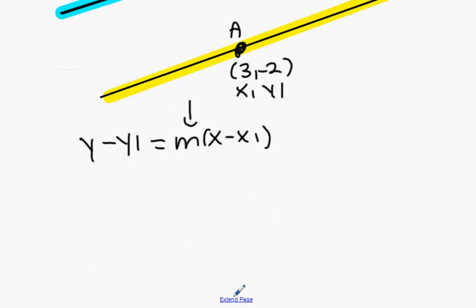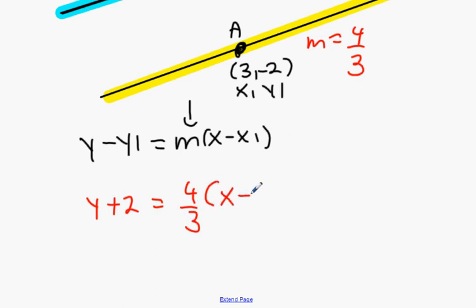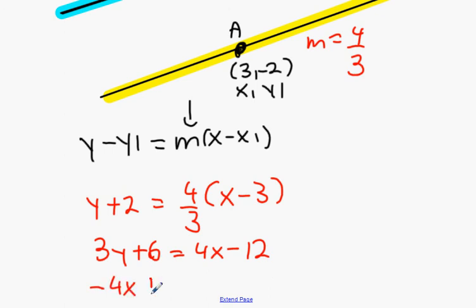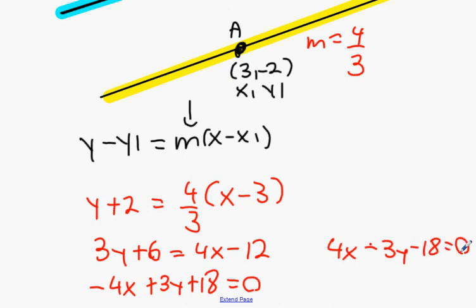So what does that mean about this now? You have the point and you have the slope. So it's y take away, anybody? Plus 2 equals 4 over 3 into x minus 3. 3y plus 6 equals 4x minus 12. Bring it over. 4x minus 3y minus 18 equals 0.